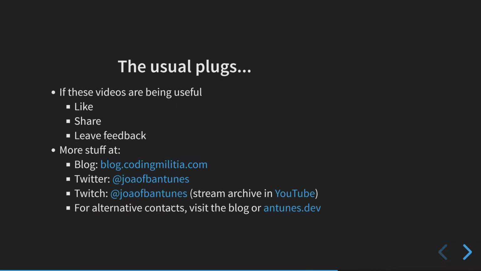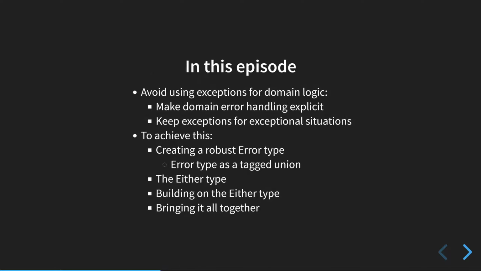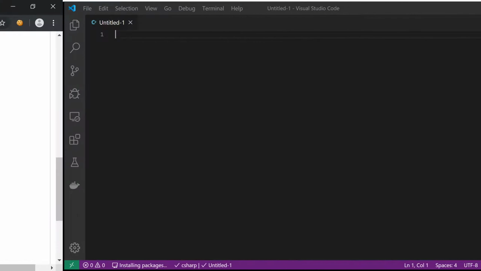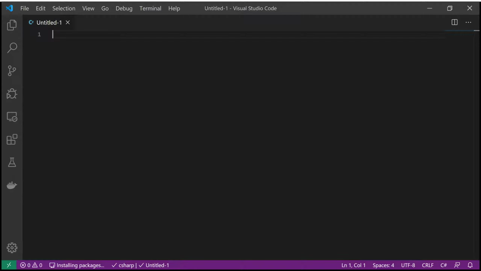So let's get back here to the points, and let's start with creating a robust error type. For starters, what do I mean by robust? Before getting into the actual code, let's go here to a Visual Studio Code window just for us to see. So imagine we want to model this error type.